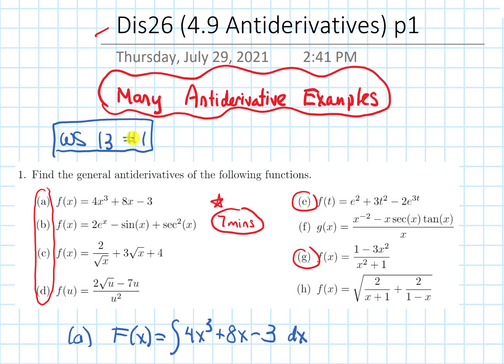So we are going to look at problem 1 from worksheet 13, where we find the general antiderivatives of the functions below. I want to first have you try parts A, B, C, D, E, and G for about 7 minutes. So pause the video in 4, 3, 2, 1, pause it and try those for 7 minutes.